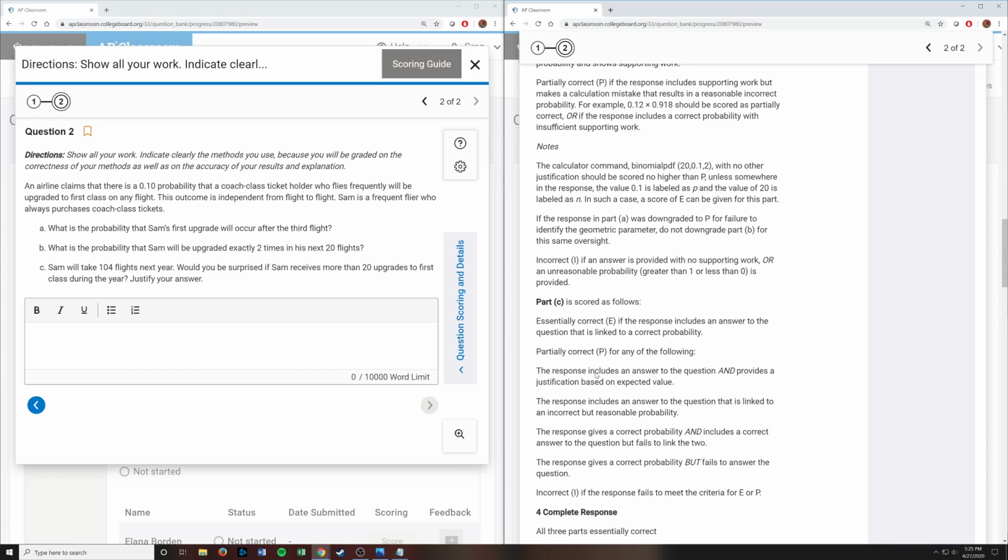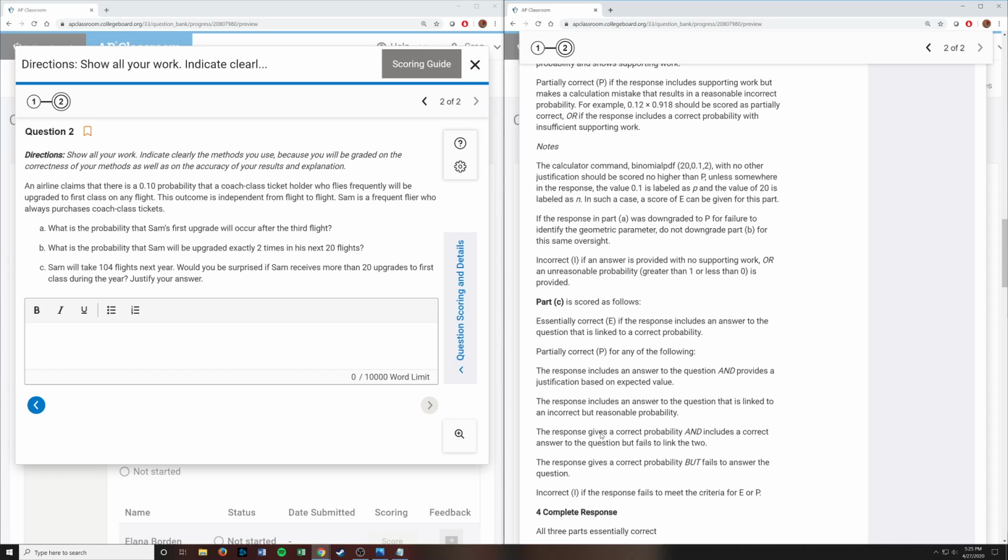Partially correct if you include an answer and provide a justification based on expected value. Interesting. Okay. The response includes an answer to the question that's linked to an incorrect but reasonable probability. Okay, so you didn't even have to know how to do part B. Make something up that's between 0 and 1, and then write the answer based on that.